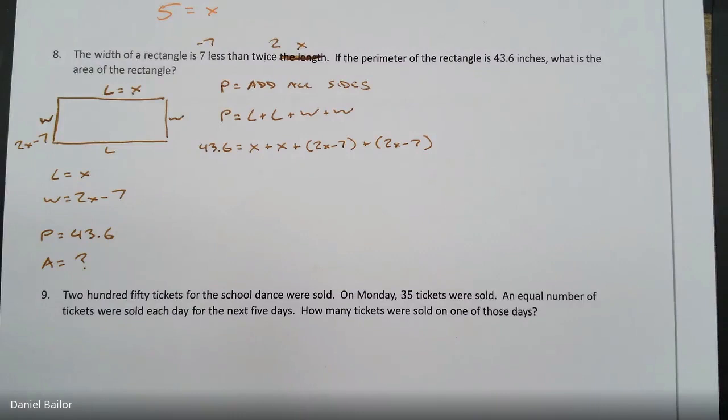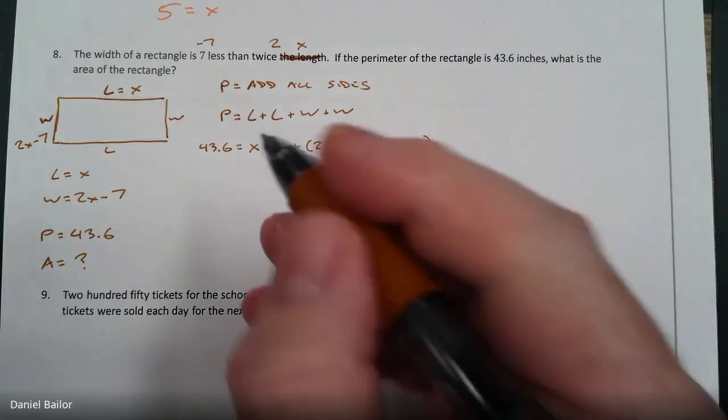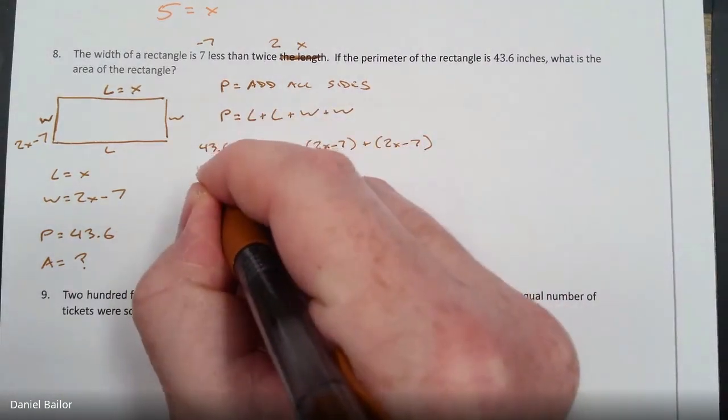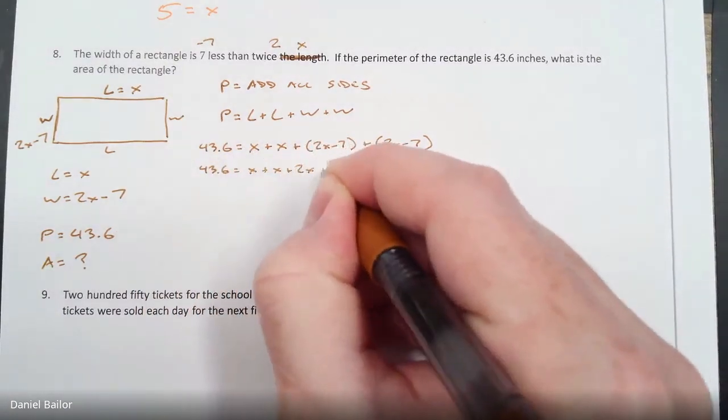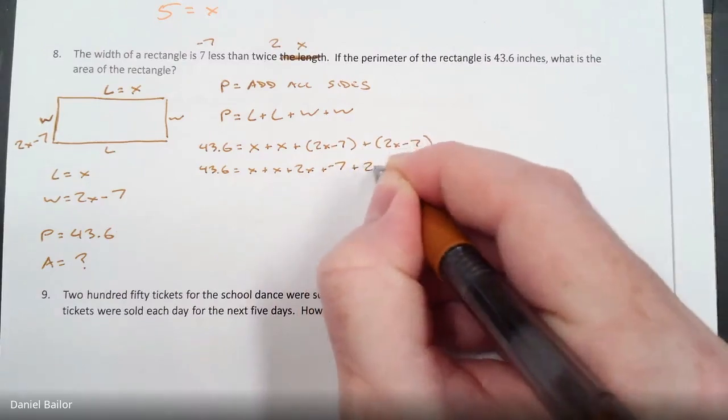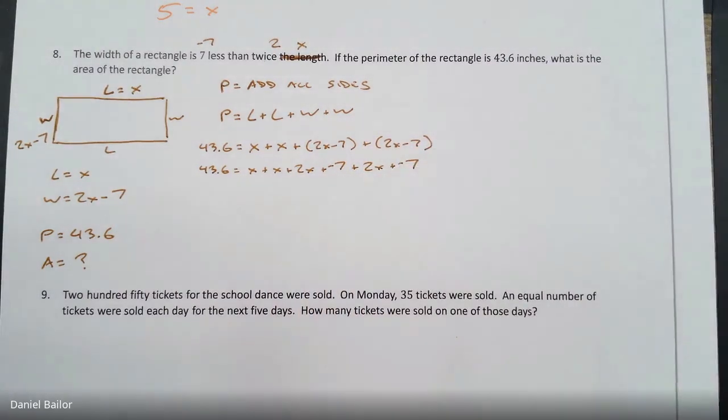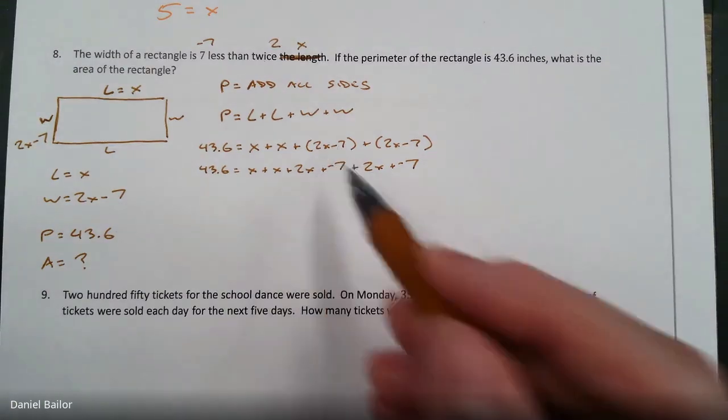There we go. We have all of that. Now let's start using our properties and solving for x. So the first thing I'm going to do is change everything to adding. I do x plus 2x plus negative 7 plus 2x plus negative 7. Now, because everything's adding, I did plus negatives instead of subtracting.